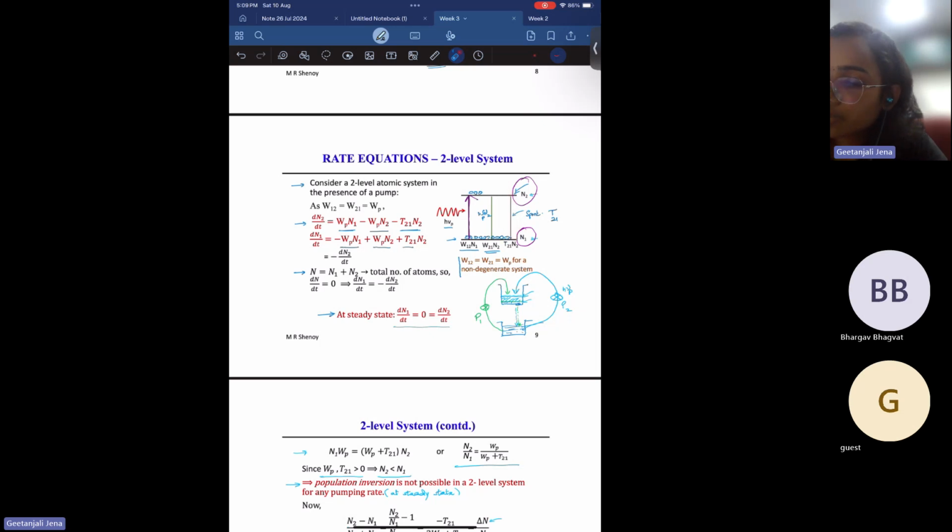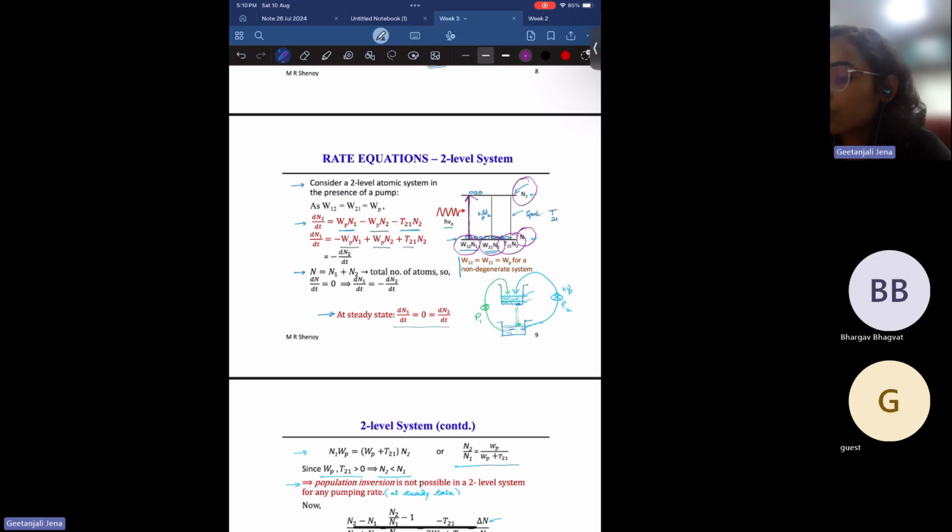So what do we have for these processes? For stimulated absorption, like the excitation of an atom from the lower energy level to the higher energy level, the rate is Wp N1. For the stimulated emission, we have Wp N2, and for the spontaneous emission, we have T21 N2, right? So these are the different processes that can happen during the pumping.